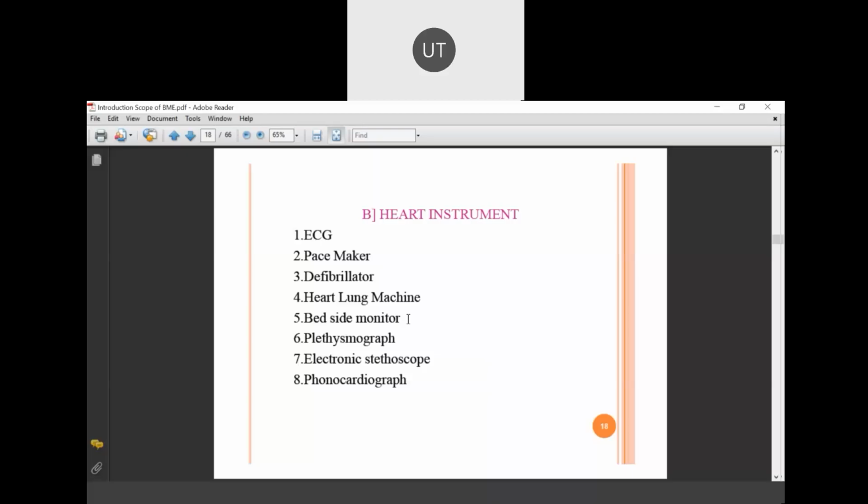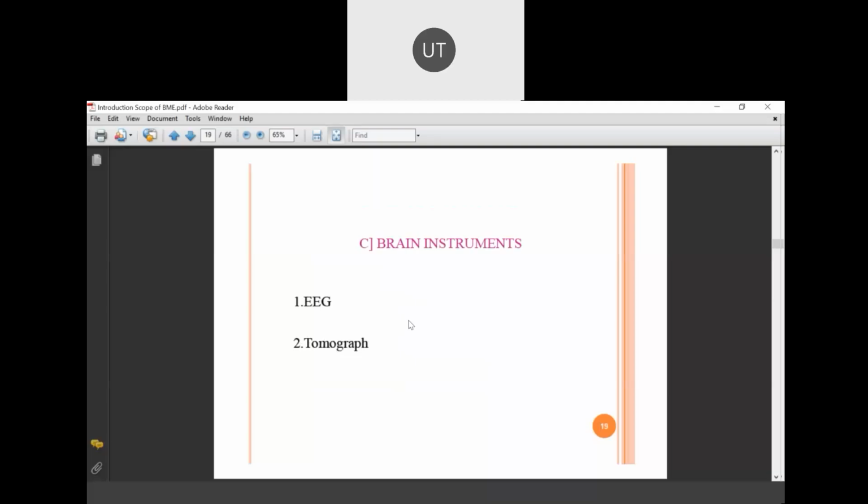So these are the heart instruments classification. Then the brain instruments like EEG, electroencephalograph, which is used for measurement of the brain activity or the brain signals. Tomograph is nothing but doing the measurement in slices at various angles, that is a 360-degree angle, and measuring the activity of the brain.